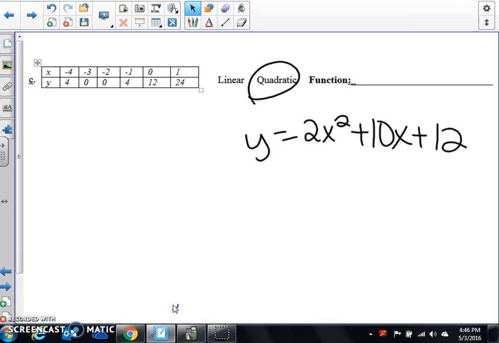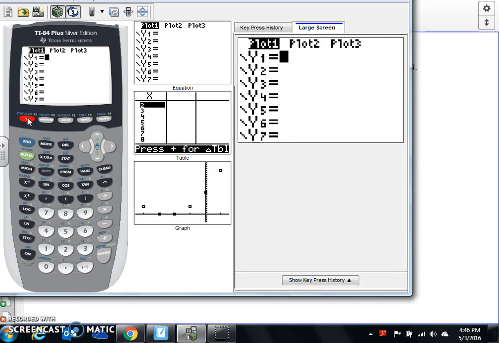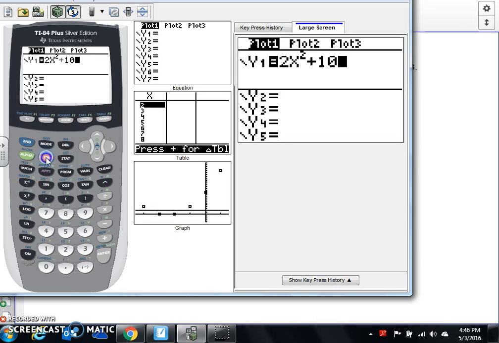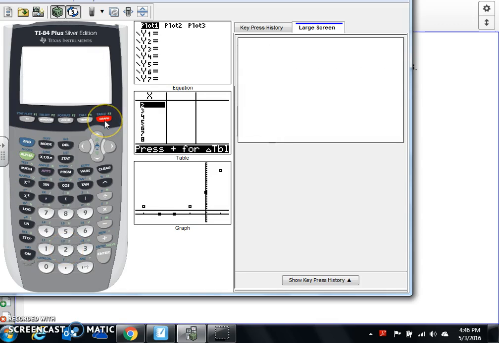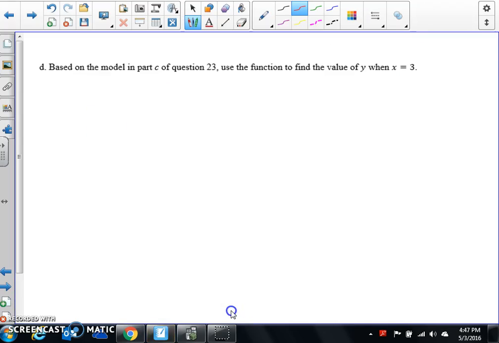Now, part D says, based on the model in part C, use the function to find the value of y when x equals 3. All we have to do is go back into that equation that we just found and go to y equals. So we plug in 2x squared plus 10x plus 12. And I can just go to my table. And so they wanted to know what y is when x is 3. So x is 3, y is 60. So I would say, all right, well, y is 60.